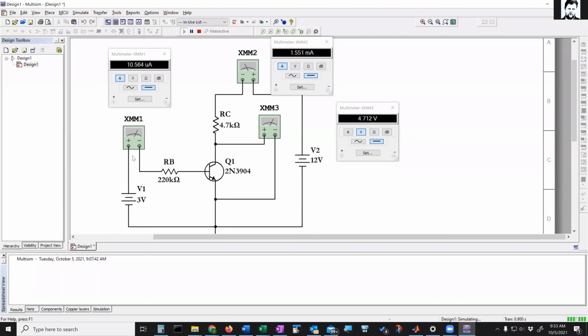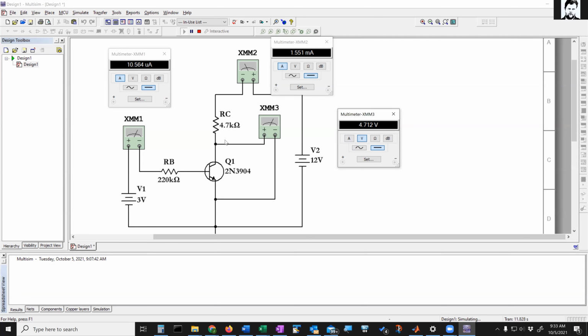See what we get. At 3 volts, I'm getting a base current of 10 microamps, and the collector current is now in the milliamps, right? It used to be in the microamps, like a couple hundred microamps. So the collector current has increased quite a bit. And you see the collector emitter voltage is now dropping to less than half of the supply. The supply is 12 and my collector emitter voltage is 4.7. So that means there's 4.7 volts across the transistor.